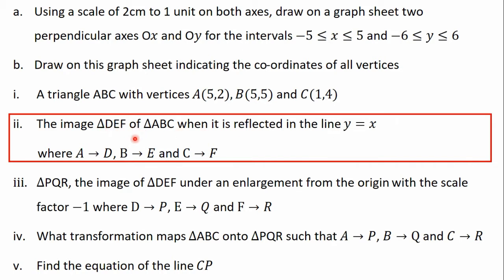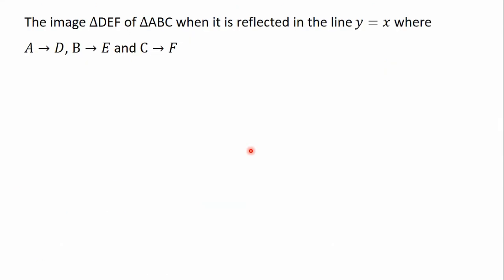In order to do that, we will reflect the point A in the line y is equal to x to get D. We will reflect the point B in the line y is equal to x to get the image E. And we will reflect the point C in the line y is equal to x to get the image F. So let's do that. The points we are going to reflect are A, B, C, and we are reflecting them in the line y is equal to x. So A will give us D, B will give us E, and C will give us F.